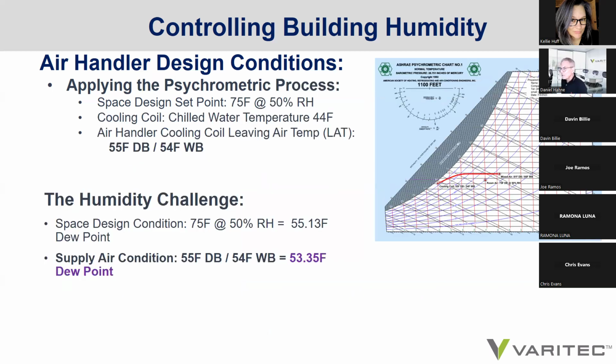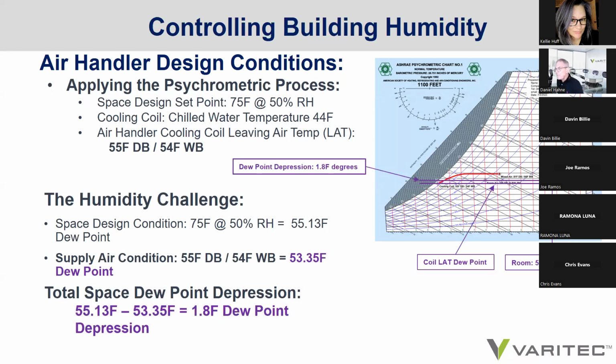So let's examine this a little more closely. If we look at our process and we look at our space condition and the air handler providing 55, 54 degree air off the coil, look at the dew point of the supply air condition. It's 53.35. And we can illustrate that very clearly on the psychrometric chart. Well, the coil leaving air temperature is 55 degrees at 53.35 degrees dew point. Well, that's a 1.8 degree dew point depression.